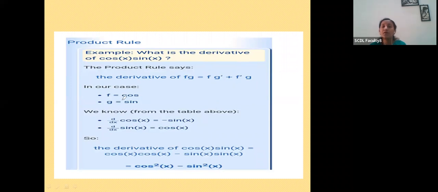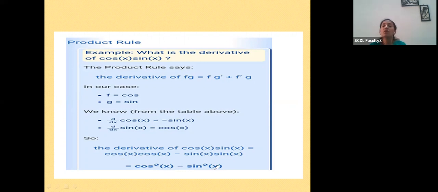So I have written here f is cos x and g is sin x. The derivative of cos x is minus sin x and the derivative of sin x is cos x. Now the derivative of cos x sin x: cos x times cos x, plus minus sin x times sin x, by using our product rule. So what is the answer here? Cos square x minus sin square x.